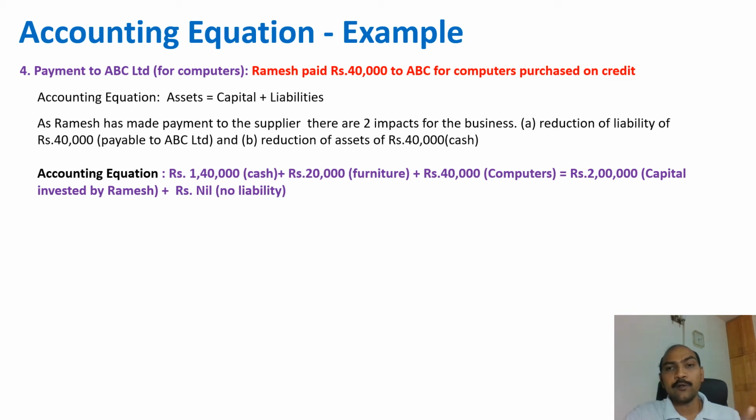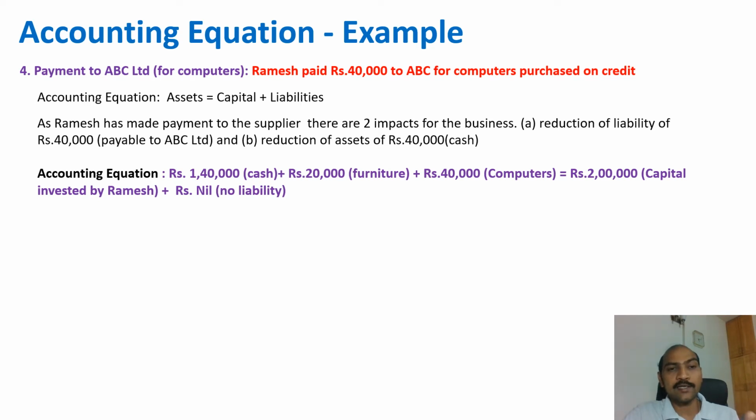First, reduction of liability of rupees 40,000. In the previous slide, we saw that we created a payable to ABC Limited of 40,000 rupees. That will square off now because you are making the payment to the supplier. So how will it square off? What will go out from the company? It is cash. So reduction of cash of 40,000 rupees. Your asset will come down by 40,000 rupees.